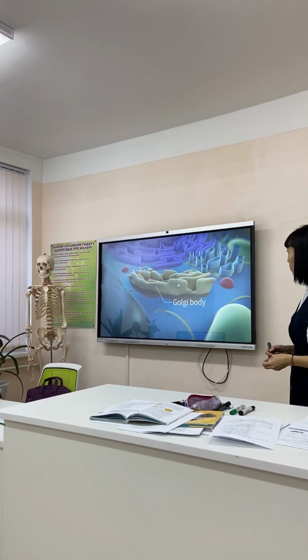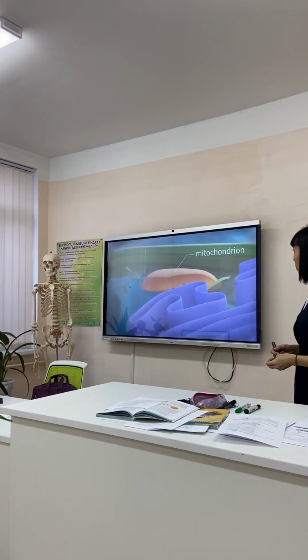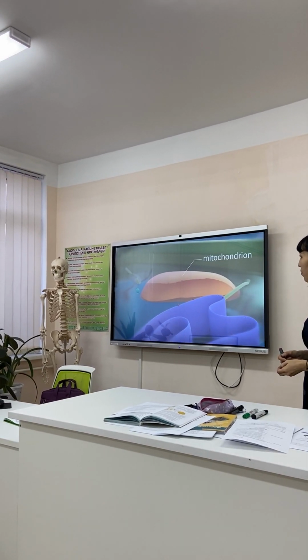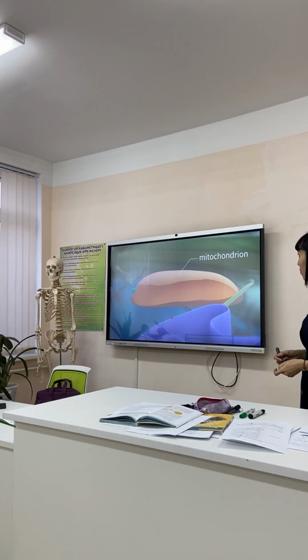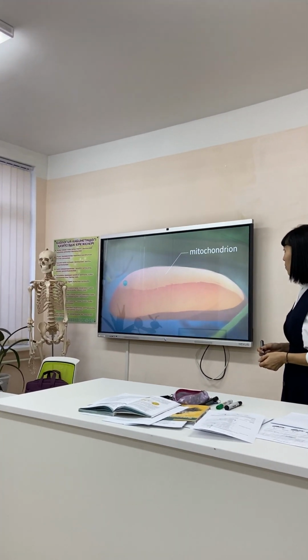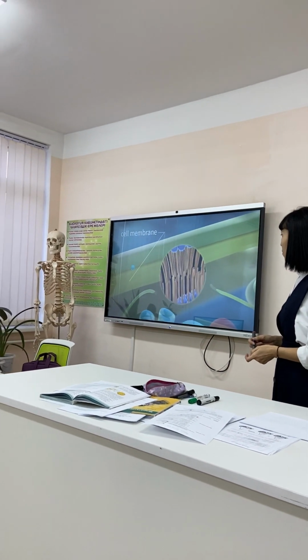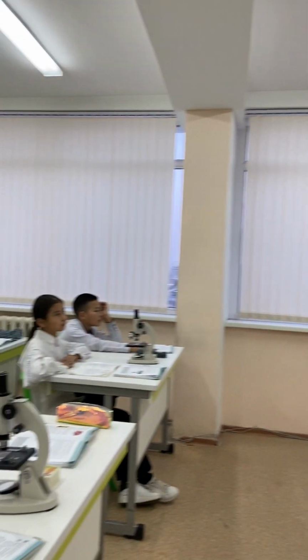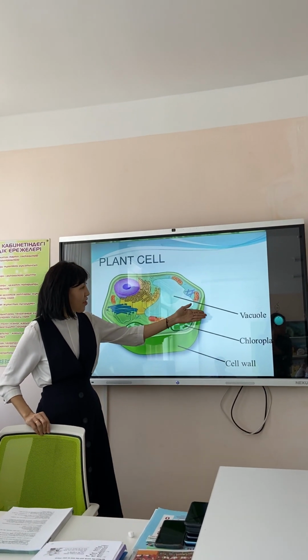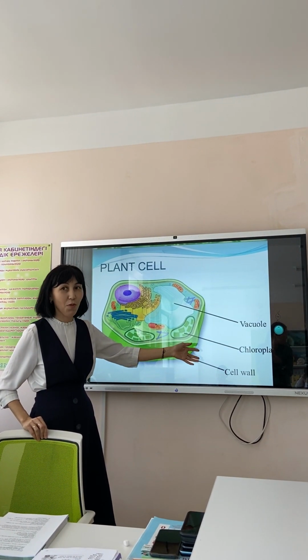Among the more complex organelles are the mitochondria, in which cellular respiration takes place. Their number, size and shape vary depending on the cell type. Each plant cell is surrounded by a cell membrane. It acts as a barrier separating the cell from the external environment. A plant cell consists of a cell wall, chloroplasts and a cell membrane.